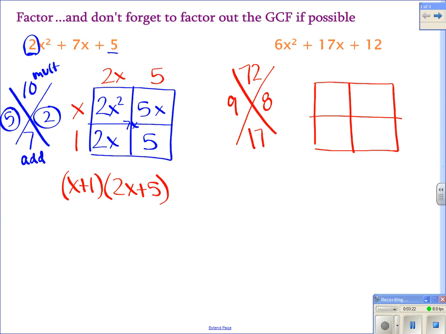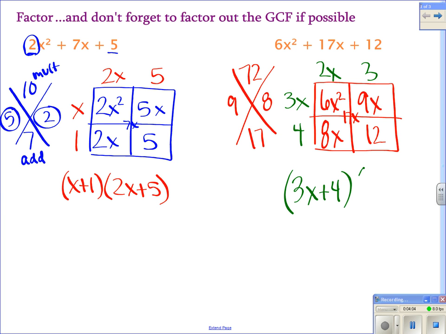Okay, remember 9 and 8 go in these two corners right here with whatever letter is in your problem. The original is going to go along the diagonal. And now we just figure out what's in common. So what can we divide out of the bottom row? 4. What about here? 3 and an x here. 2x and just 3. So our answer, 3x plus 4, 2x plus 3.